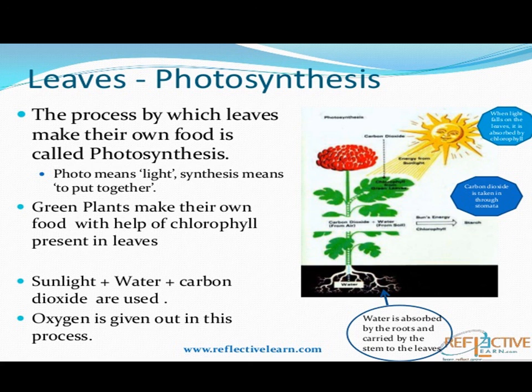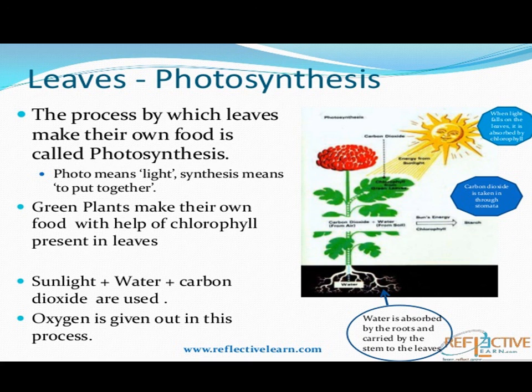So children, for photosynthesis we need water, we need air, we need sunlight and chlorophyll for the formation of food. So sunlight plus water plus carbon dioxide are used in the process of photosynthesis. And as you know, green color plants make their own food with the help of chlorophyll present in the leaves.